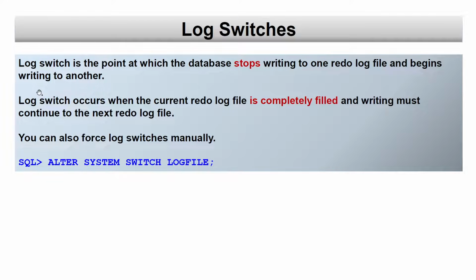Now, we also need to understand the concept of log switch. Log switch is the point at which the database stops writing to one redo log file and begins writing to another. A log switch occurs when the current redo log file is completely filled and writing continues to the next redo log file. So whenever it stops writing to one redo log file and begins writing to another, that is the concept of log switch. Now, this happens in the background.